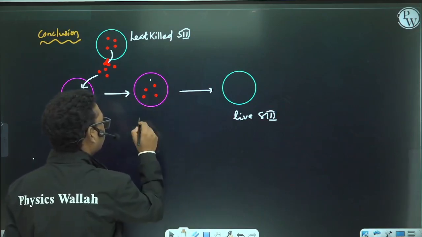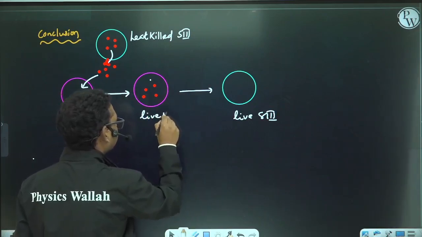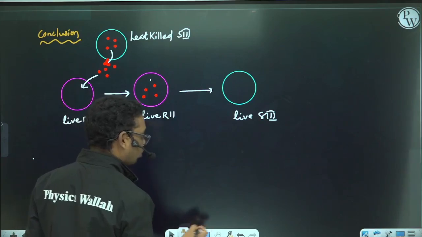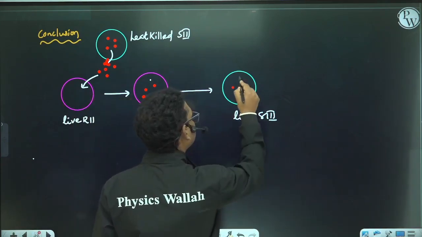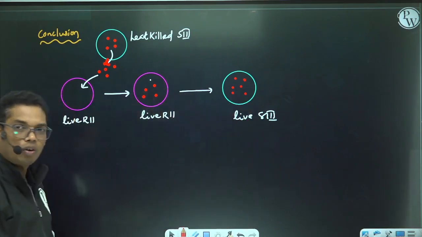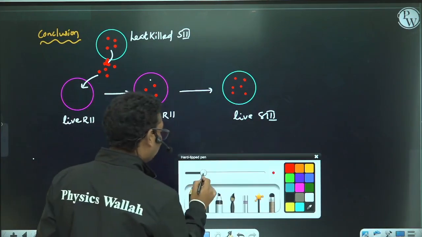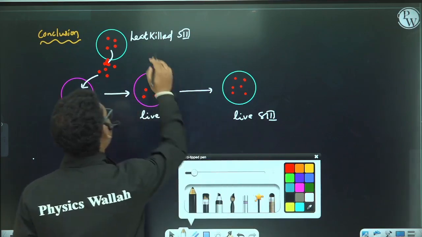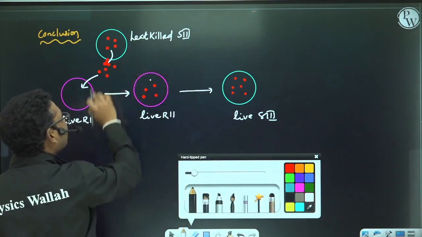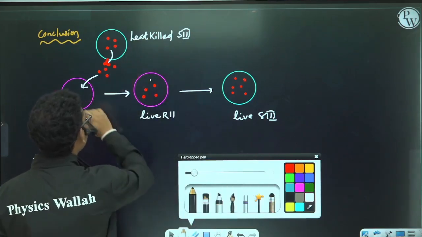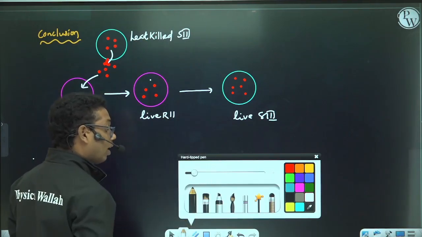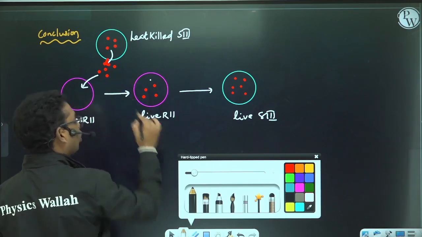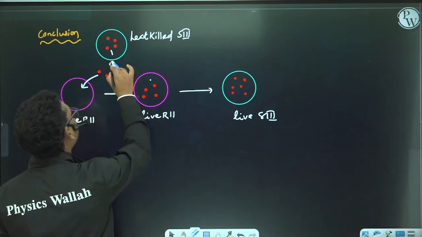Okay, so this is live R2, and here I am having those chemicals. He said that these chemicals which came from the heat killed S3 are responsible for causing the change of R2 into the S3 form. And he called those chemicals, just a minute.